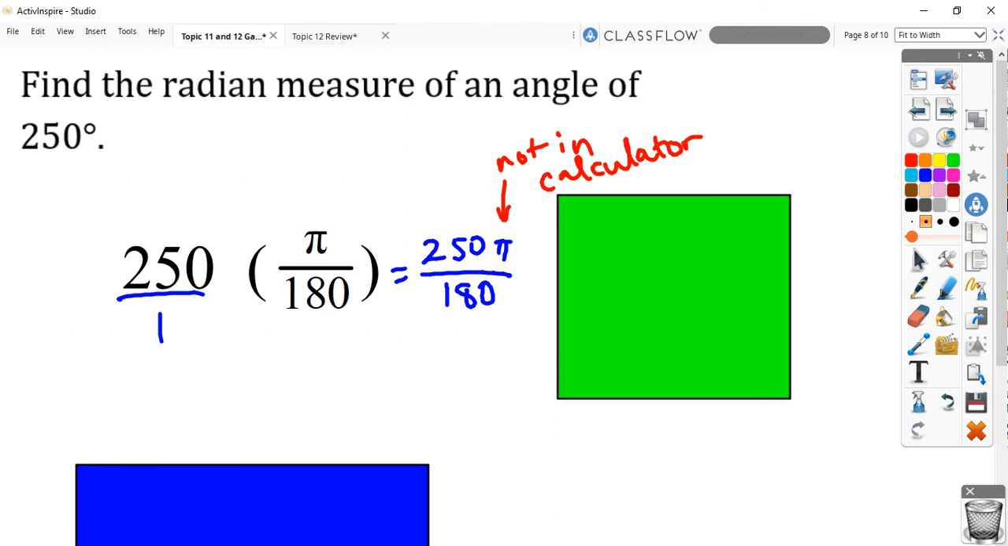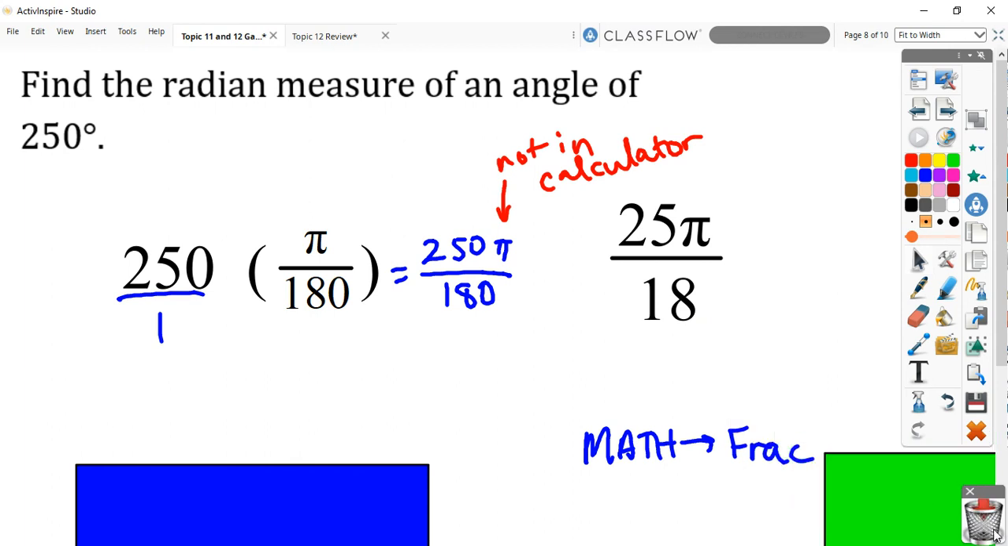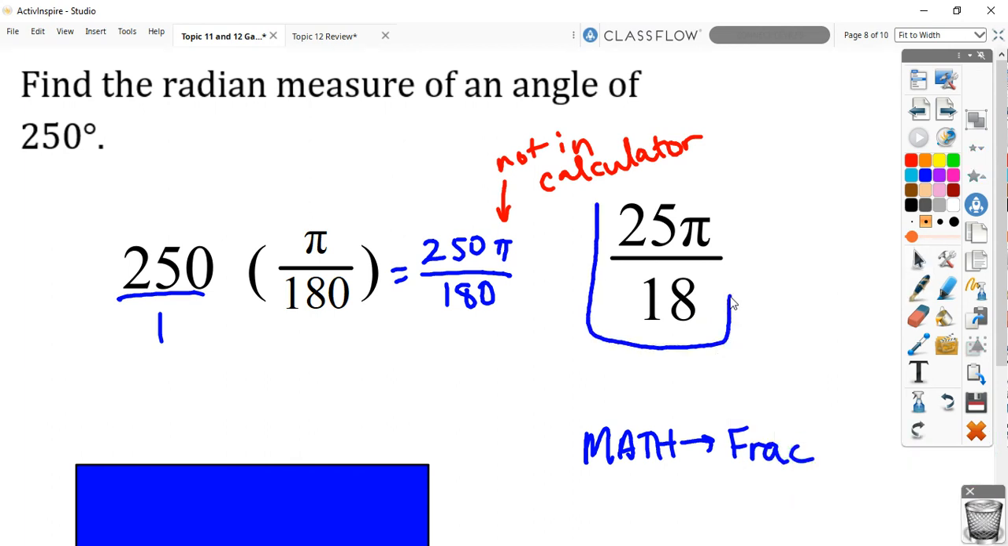And you're going to hit math, and you're going to hit frac. Okay, you're going to hit the math button on your calculator, and the first thing that pops up, frac, turns your answer into a fraction, 25 over 18, and then when you reattach pi to your answer, it becomes 25 pi over 18.